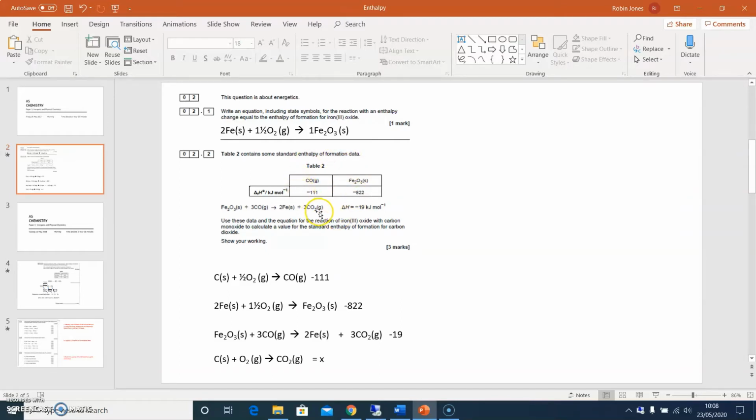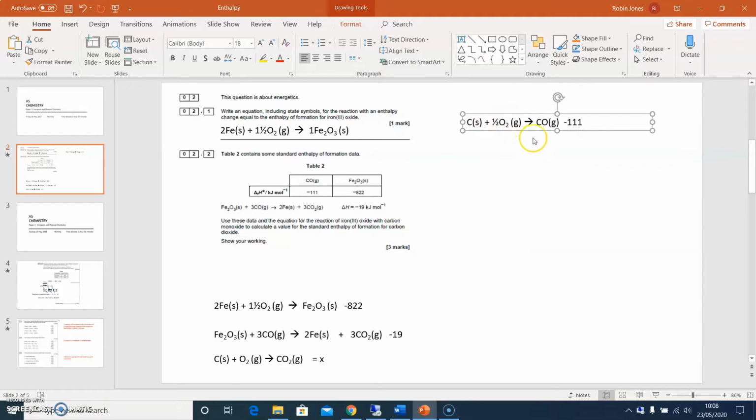Okay, we need to see this. Carbon monoxide formation. What's formation again? Formation of 1 mole under standard conditions of room temperature from elements in their standard state. So carbon monoxide, 1 mole of it. Carbon is a solid, 1C, 1O, so half O2 gas. Carbon is solid at room temperature, half O2 gas to make 1 mole of carbon monoxide gas.